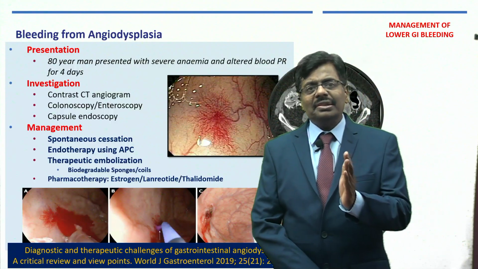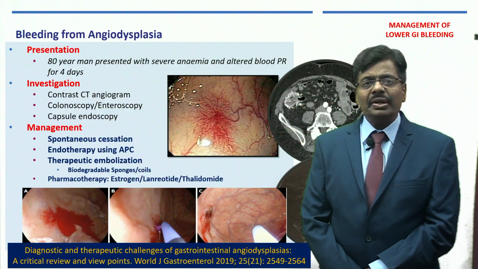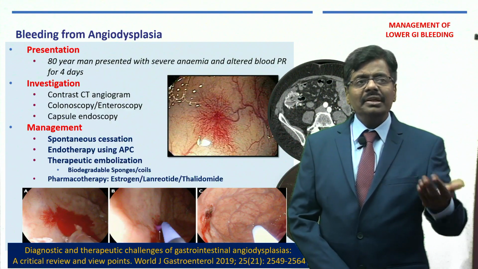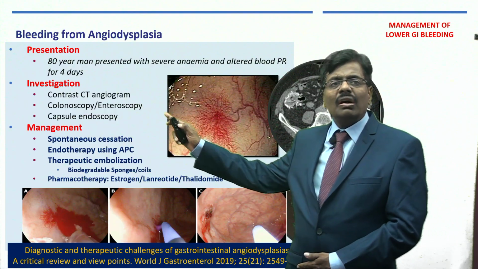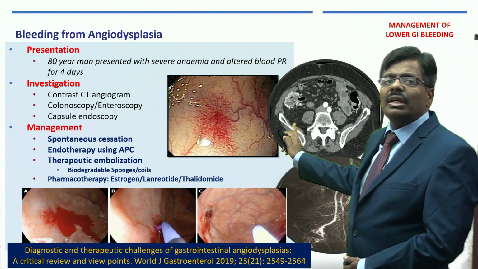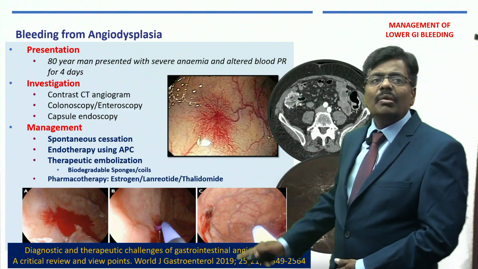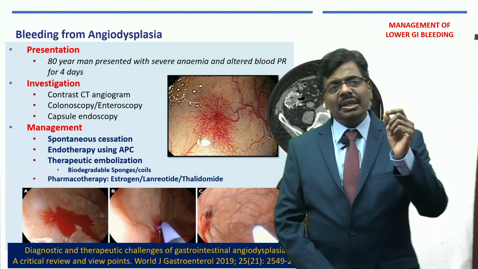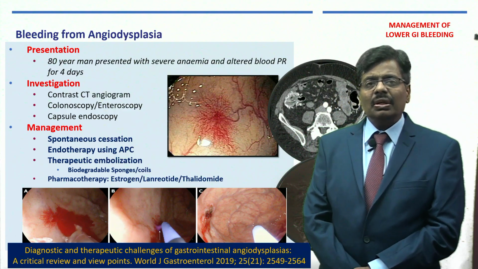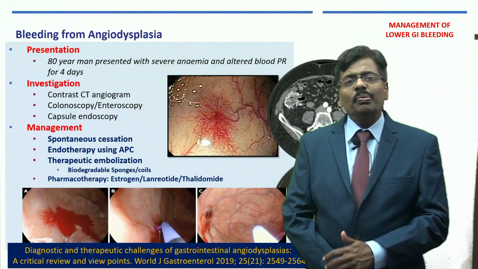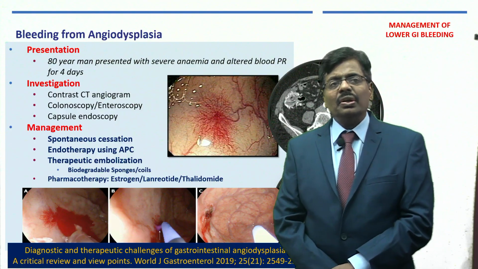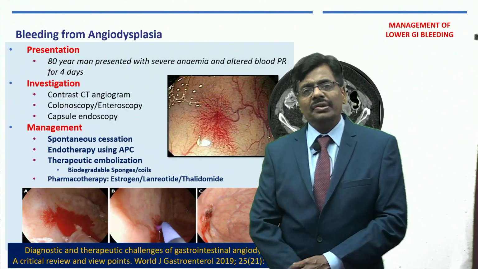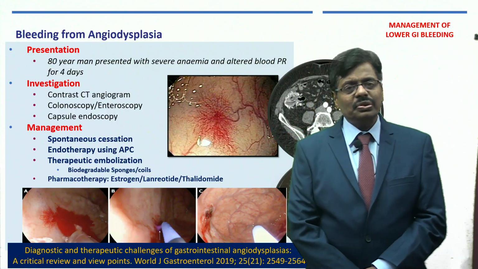Coming to the other case of angiodysplasia, which is quite common in the 70s and the 80s, patient presenting with altered blood PR. Even though the contrast CT will show the lesion where it is bleeding from, the ideal investigation, if it is from the large bowel, is a colonoscopy, or enteroscopy if it is from the small bowel, and before you venture into the enteroscopy, a capsule endoscopy can be considered in order to make a diagnosis.